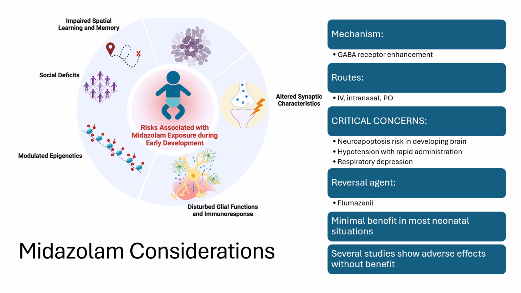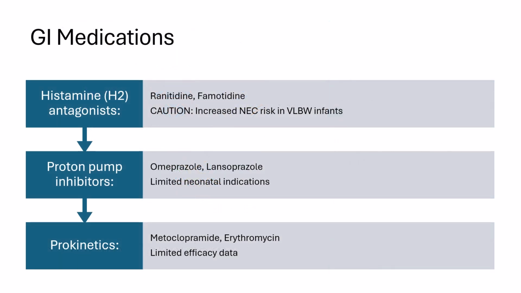Hypotension is common with rapid administration, so if it must be used, give it slowly. Respiratory depression is always a risk, particularly in preterm infants. If you do need to reverse midazolam effects, flumazenil is the antidote, but it's rarely used in neonatal care. The bottom line: there are very few good indications for benzodiazepines in neonates, and many centers have removed them from routine use.